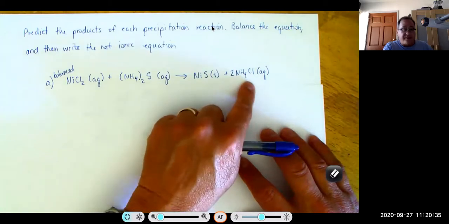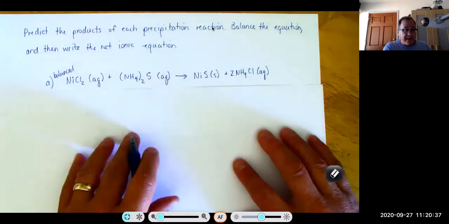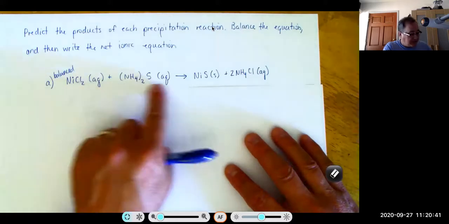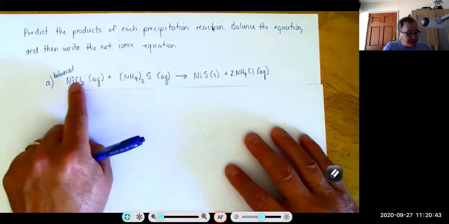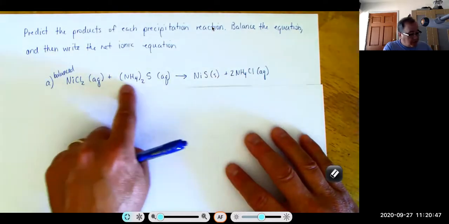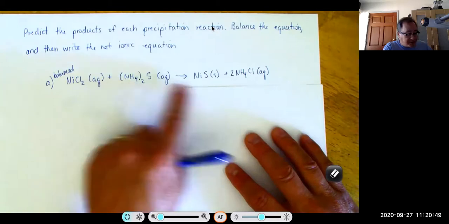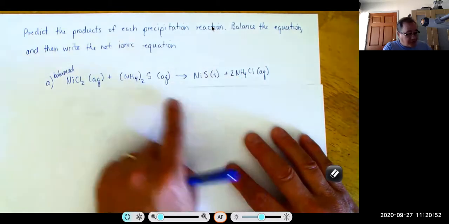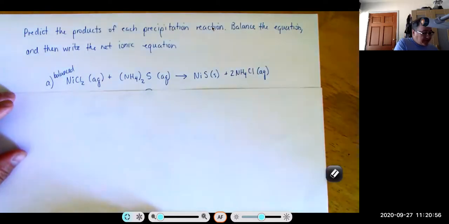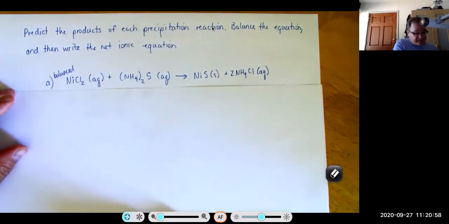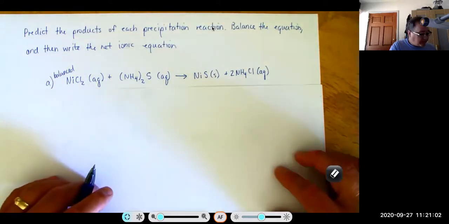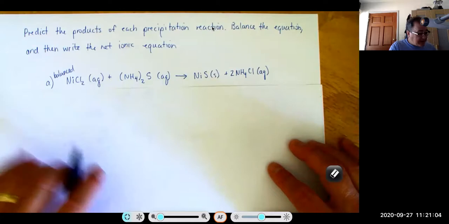chloride, aqueous. Okay. Now, let's see if it's balanced. One nickel, two chlorides, two chlorides. Oh, there's a 2 there. Two ammoniums, one sulfur, one sulfur. So it's balanced. So I believe that when I first did this, the 2 wasn't there and you had to figure that out. Not a big deal. Okay, write the net ionic equation.